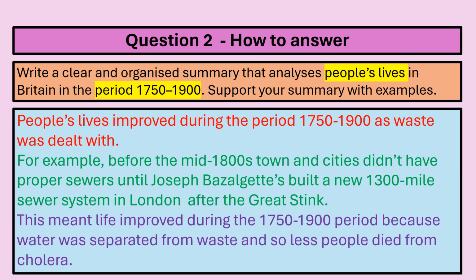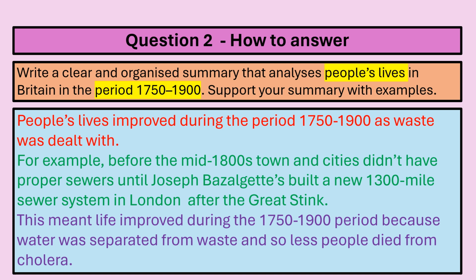So here's an example question from the 2019 paper. The question is on the screen: write a clear and organised summary that analyses people's lives in Britain in the period 1750 to 1900. I've highlighted the key words in the question: people's lives, the period. That period is the industrial period. I'm going to make sure I use the phrase 'people's lives' in my answer, because I'm always then linking it back to the question.